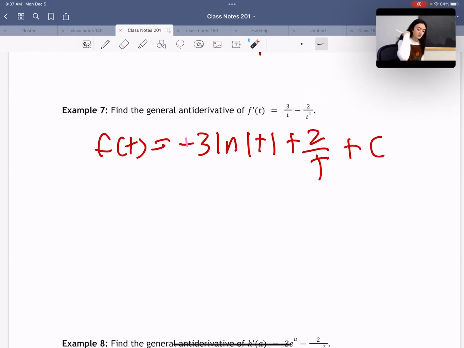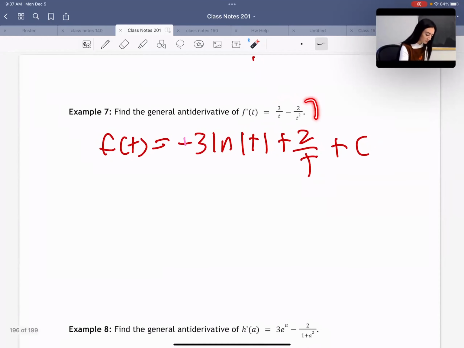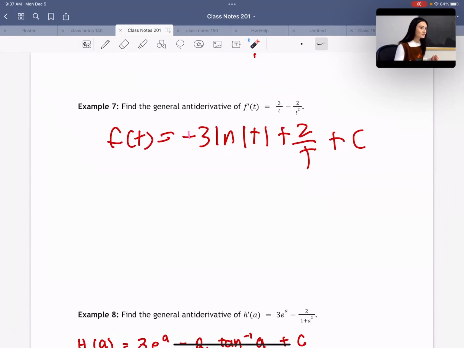Now, one thing I want to talk about with this is the power rule works for everything except for when the power of t or x is -1, right? So whenever we have something over x to the first power or something over t to the first power, we're not using the power rule. We're just going to make it ln of the absolute value, right? So that's kind of the one exception to the power rule here. The rest of the power rule works the same here. Any questions on example number 7?